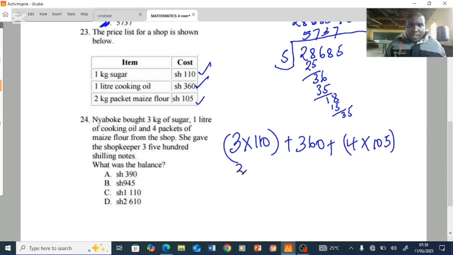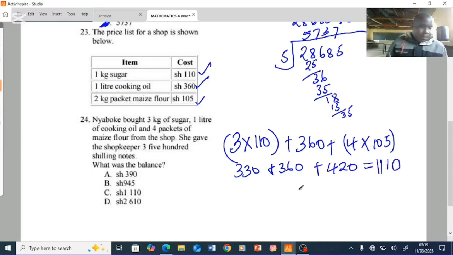So the total here is 330 plus 360 plus 420. So you add everything, you get the money that she spent. This one is equal to 1,110 shillings. So she gave the shopkeeper 3,500. So 3,500 means 3 times 500, so she gave the shopkeeper 1,500.